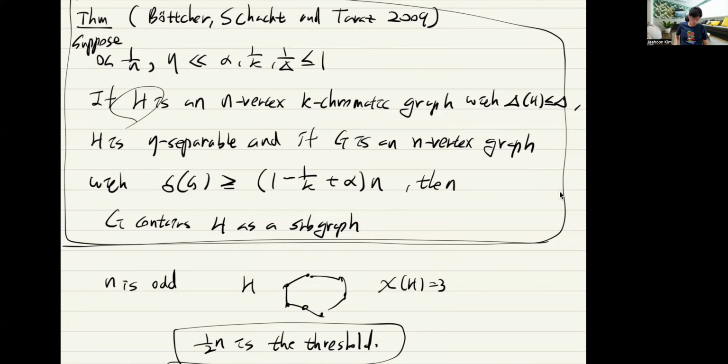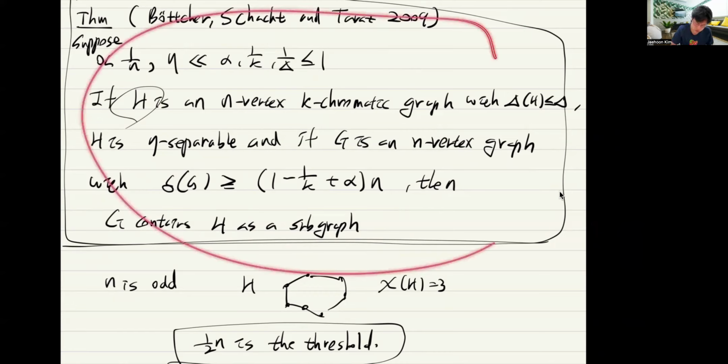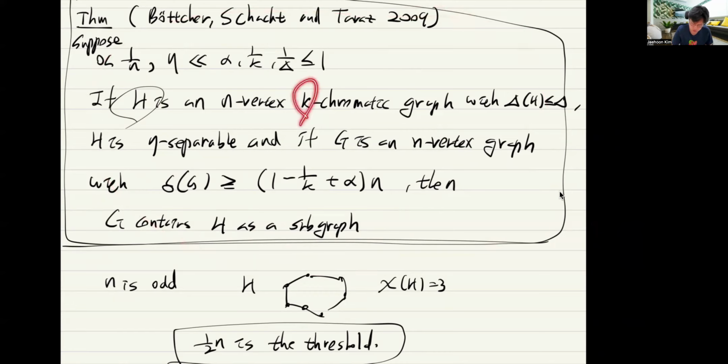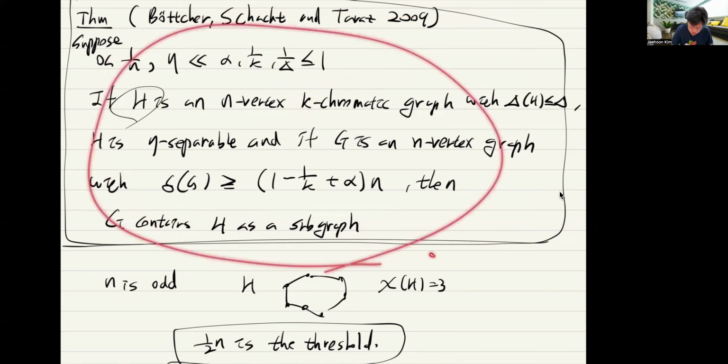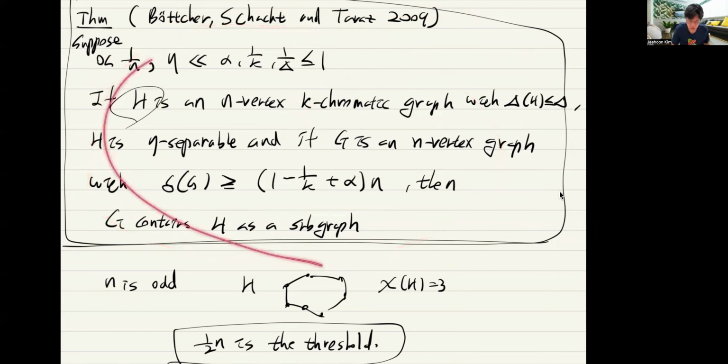Okay, so next time I will prove this for the case k equals 2, and that will give you some idea of how one can use the blow-up lemma to prove this theorem.